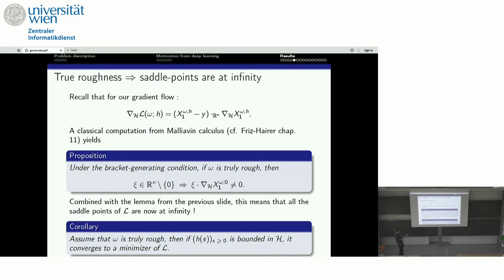And for instance, you can deduce the following corollary: once you start from a truly rough path in this sense, to know that you converge, it's equivalent to know that you stay bounded. Because the bad things are at infinity, so if you know that you stay bounded, you can show that your gradient flow will converge.